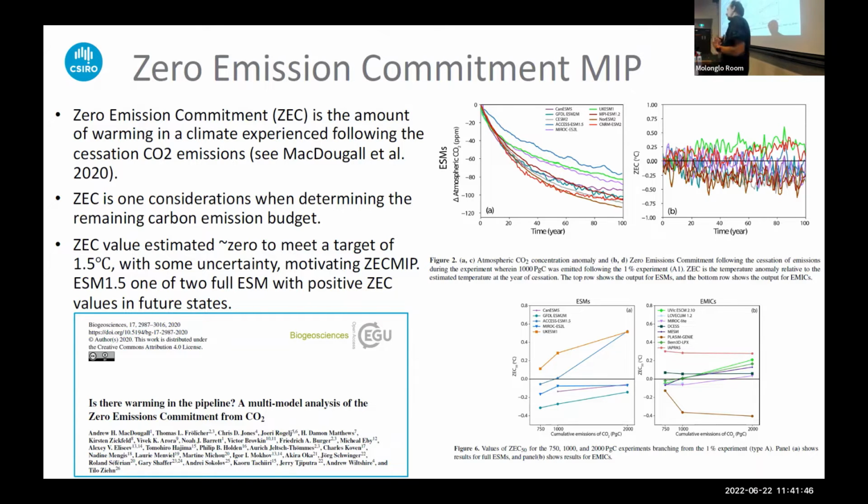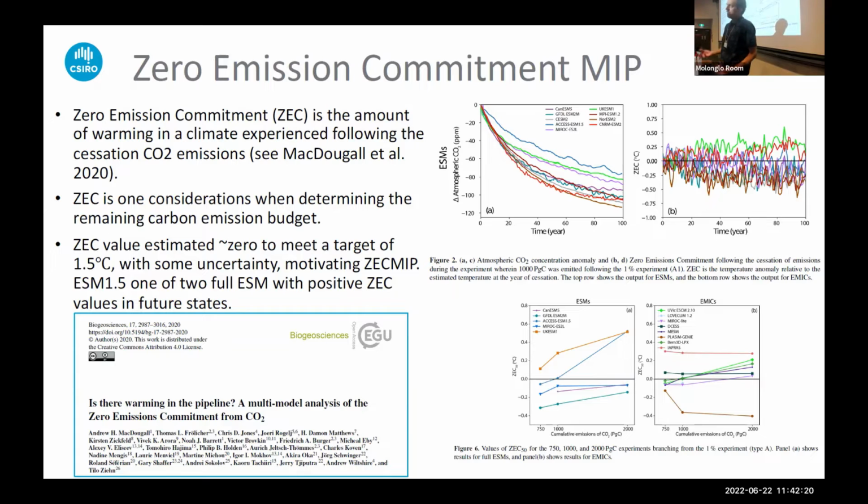And what's the significance of that? When determining the carbon budget, how much carbon we can emit into the climate to stay within a certain threshold, the ZEC is one of those terms. How much warming is there already? What is the transient climate response term? What are some of the other non-CO2 forcings? But the ZEC tells you how much warming you're going to get from the climate anyway, even though you go to a zero emission scenario.